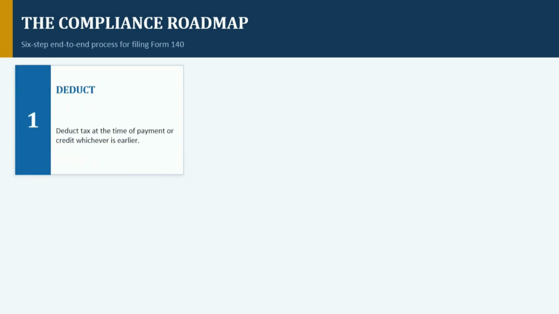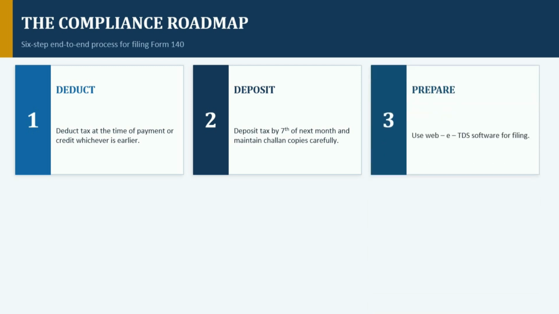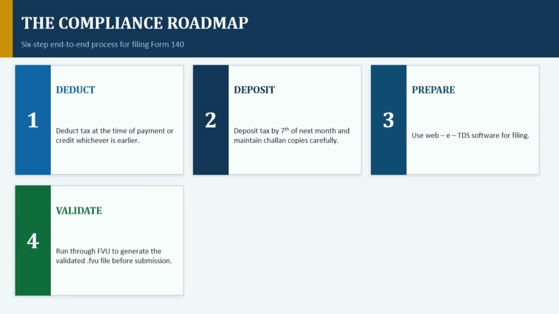Step 1. Deduct. Deduct tax at the time of payment or credit, whichever is earlier. Step 2. Deposit. Deposit the deducted tax by the 7th of the following month and maintain the Challan details carefully. Step 3. Prepare. Use Web TDS software to prepare the Form 140 return with the required details. Step 4. Validate. Run the return through the FVU utility to generate a validated .fvu file before submission.